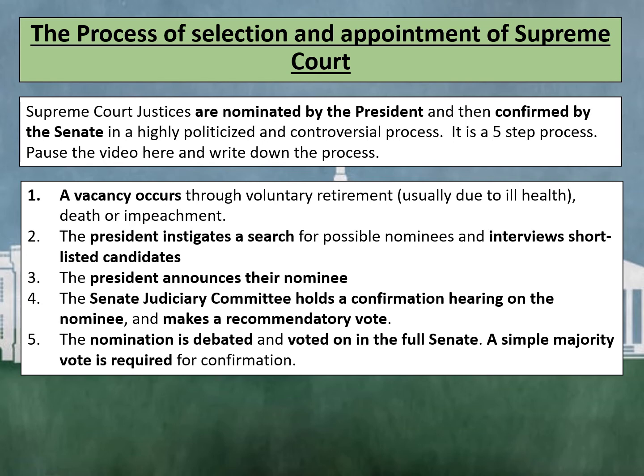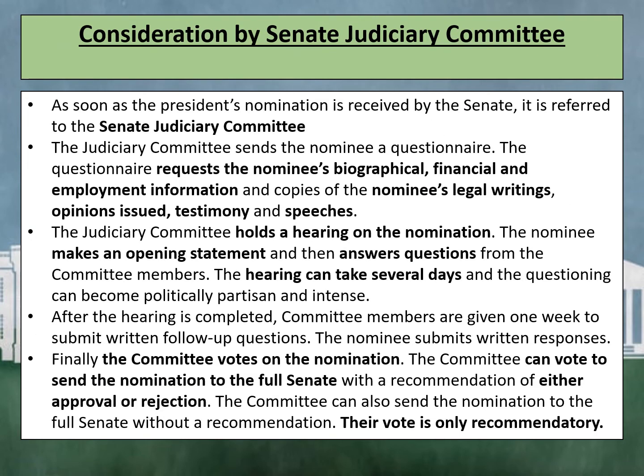The next 2 stages are the Senate Judiciary Committee, which holds a confirmation hearing on the nominee, and then makes a recommendatory vote, and the nomination is debated and voted on in the full Senate. A simple majority vote is required for confirmation, but I'm going to go through this in more detail on the next slide. The Judiciary Committee holds a hearing on the nomination.